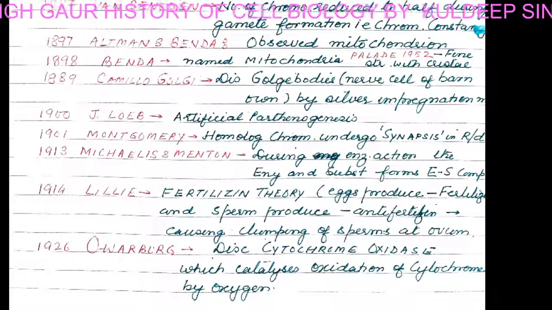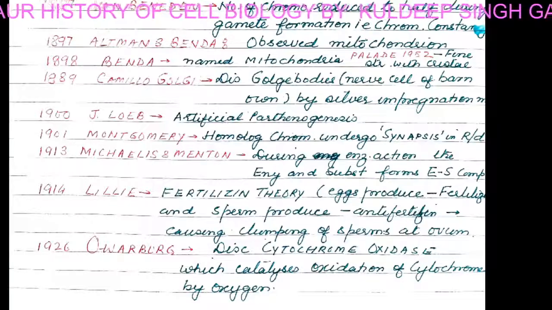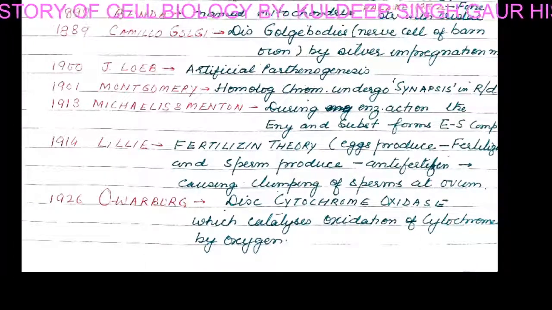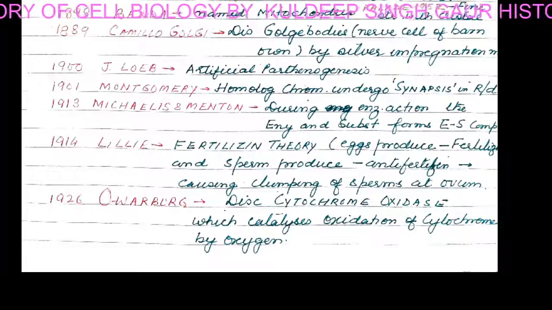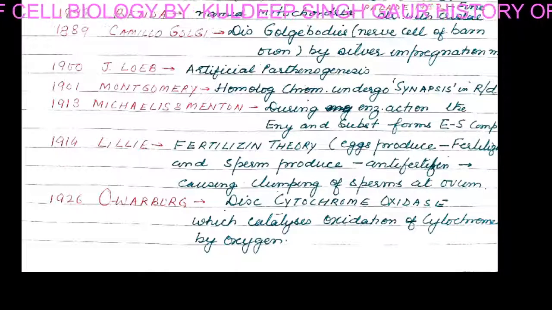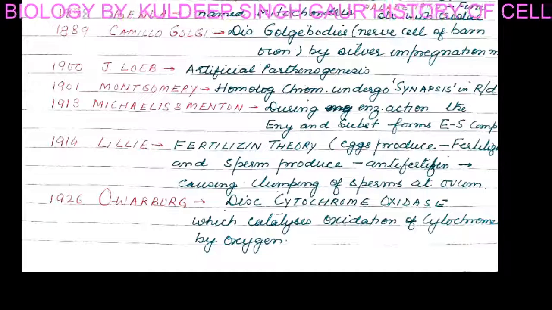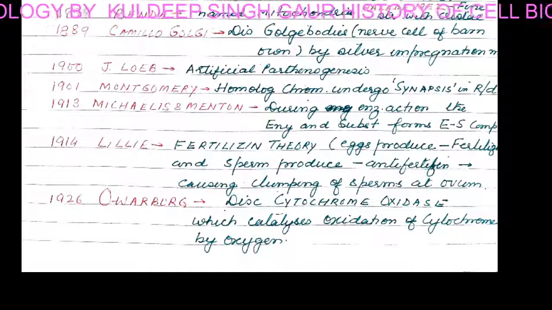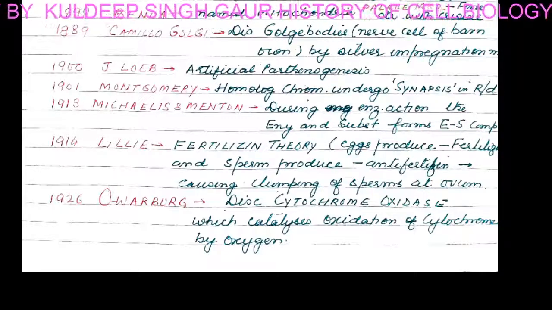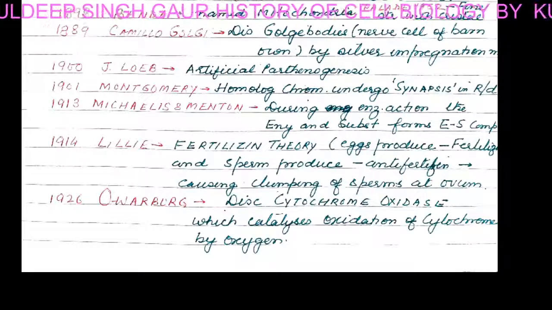Michaelis and Menten in 1913 mentioned that enzyme and substrate together form the enzyme substrate complex, and after the enzyme substrate complex the enzyme acts upon the substrate and the product is released and formed. In 1914, Lillie gave fertilizin theory. It mentioned that egg produces fertilizin and sperm produces antifertilizin, and because of the action and reaction of antifertilizin and fertilizin, the sperms and ova clump together and fertilization is realized.